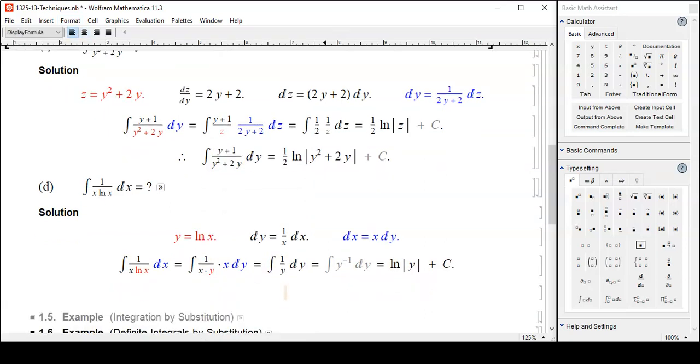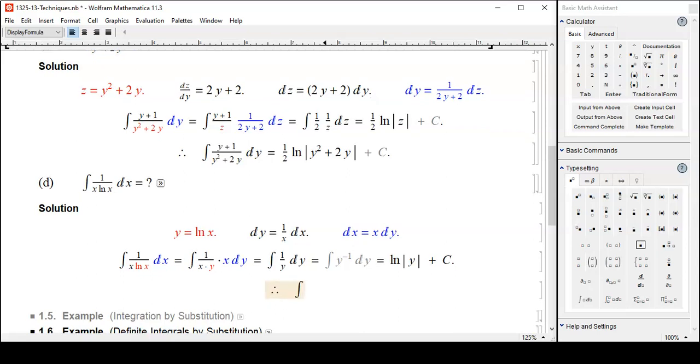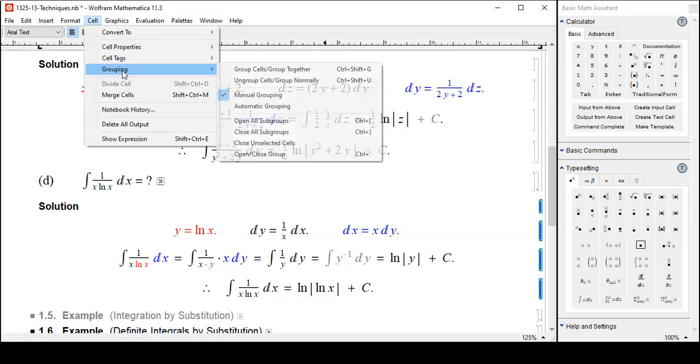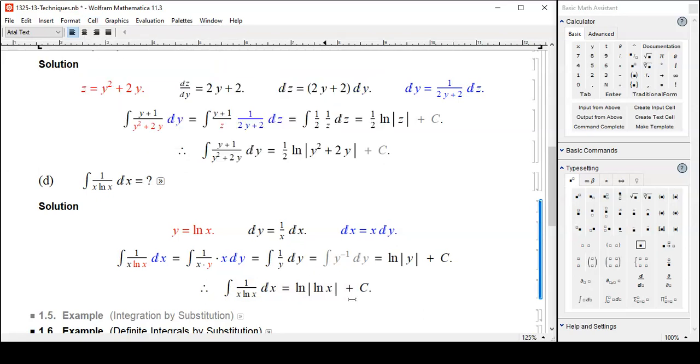Okay, so what do I have here? Integral of 1 over x log of x dx is log of y plus c. But what is y? Y is log of x. So we have log of x plus c. Oh boy. It was a hard problem, wasn't it?